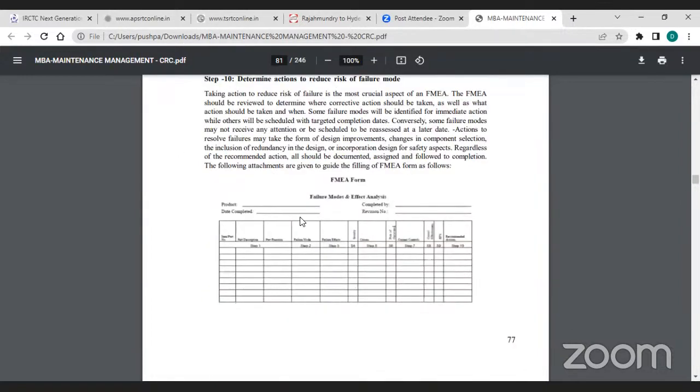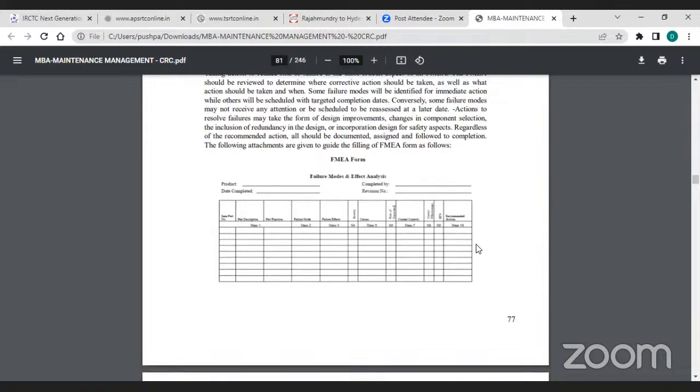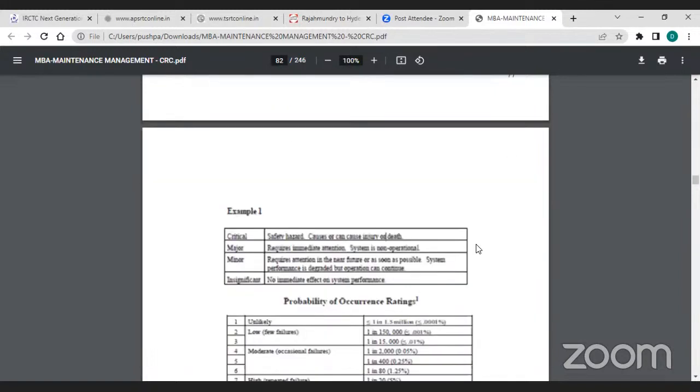Then they will make a form in this way. Right. So what are the components? What is the effect? What is the failure mode? What are the causes? Right. So in the step by step process, they will note it in a documented form. Step 1, step 2, step 3, step 4, step 5, step 6, 7, 8, 9, 10. Right. So for every machinery or every equipment, they will do the failure analysis in this way.